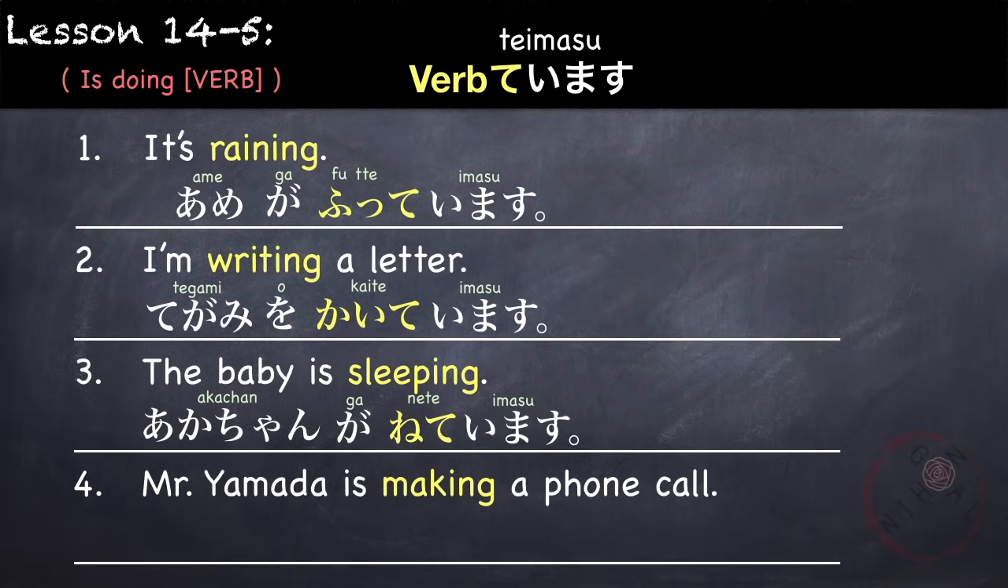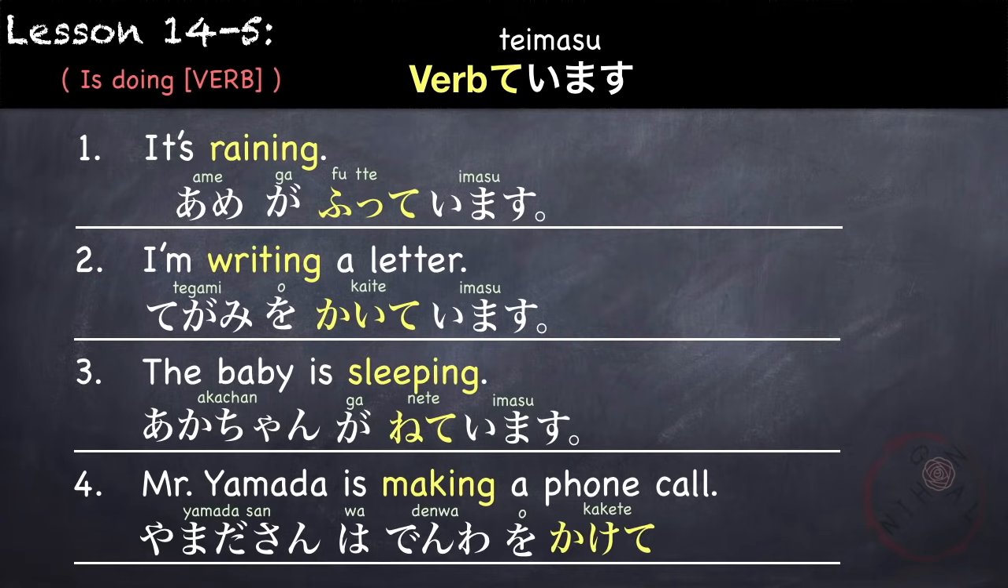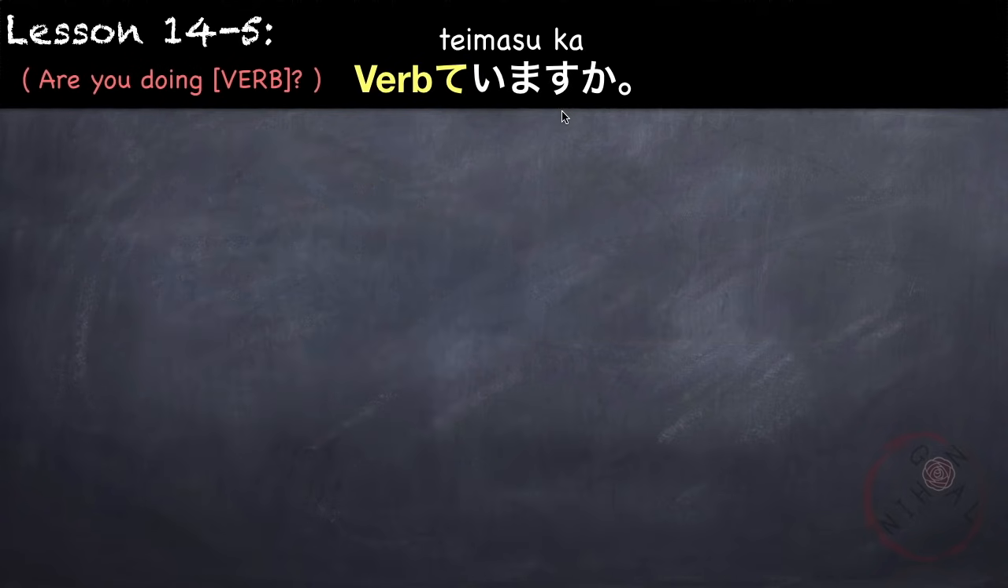Mr. Yamada is making a phone call. Yamada-san wa denwa o kakete imasu. So notice that the last part is one word. So, futteimasu, kaiteimasu, netteimasu, kaketeimasu. We can also turn this into a question by simply adding ka at the end. Are you doing verb? Verb teimasu ka?